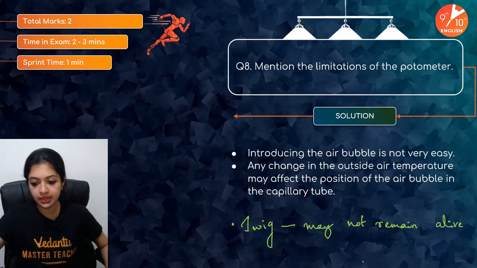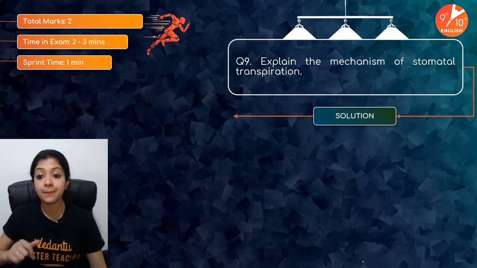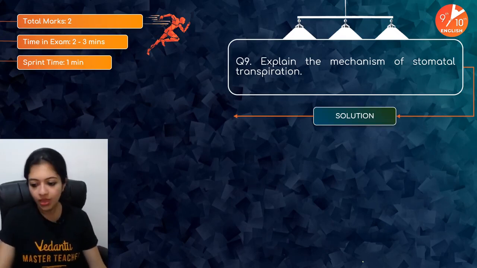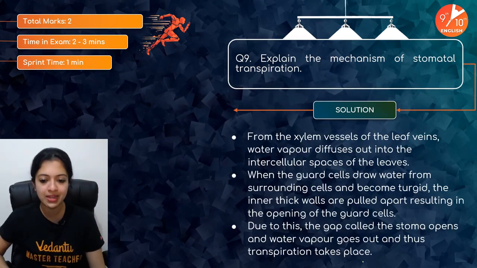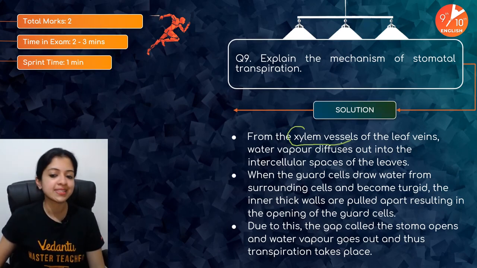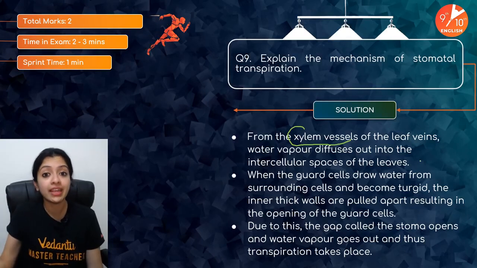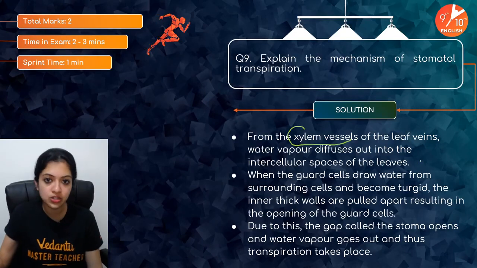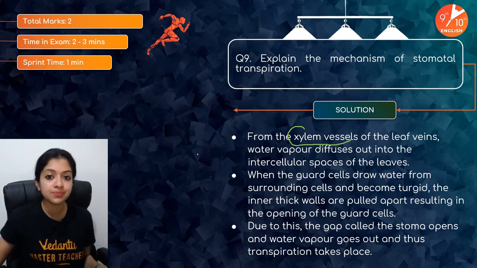Right, children, so I think that brings us to a good position to now answer a question on the mechanism of stomatal transpiration. When it's a question about the mechanism of stomatal transpiration, it's important for you to mention the role of xylem vessels as well. Children, remember, xylem helps in water transport, phloem helps in food transport, translocation. Xylem helps in water and mineral transport. All right. So from the xylem vessels of the leaf veins, water vapor diffuses into the intercellular spaces of leaves.